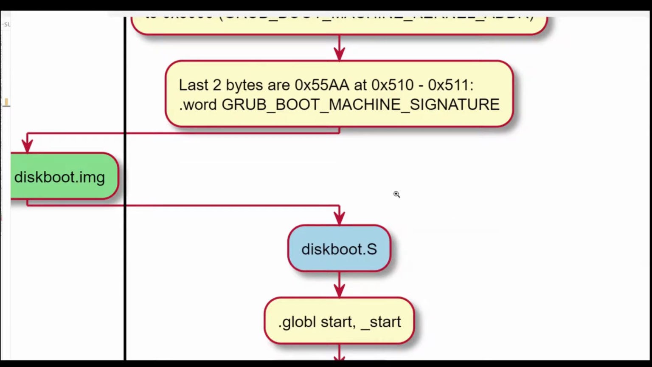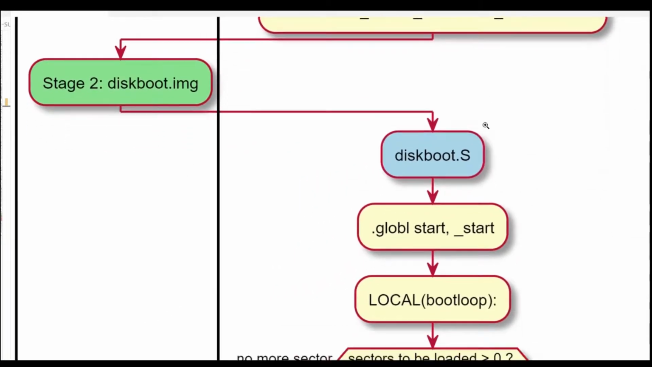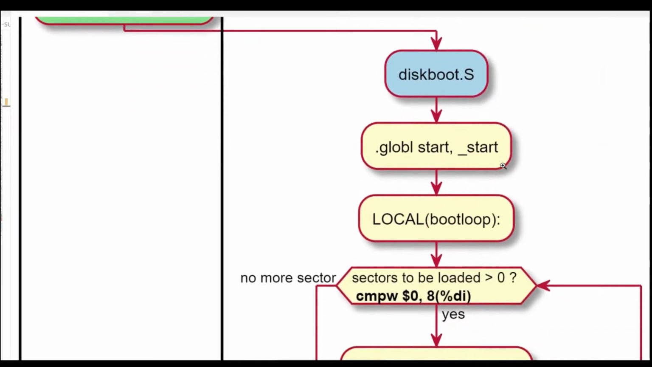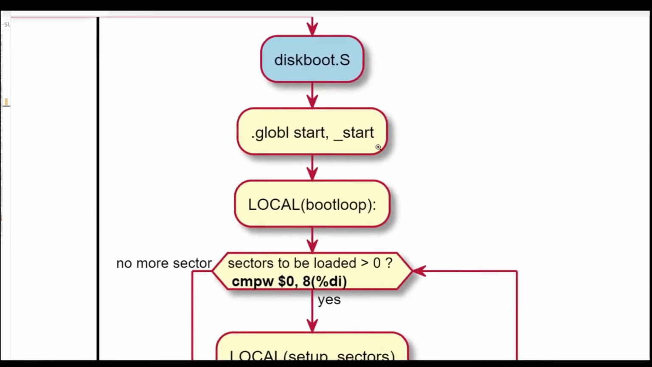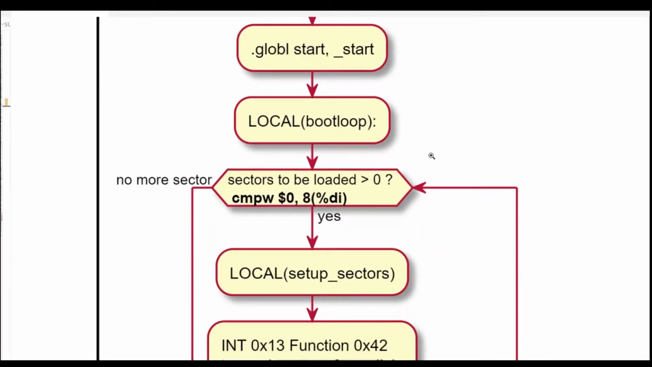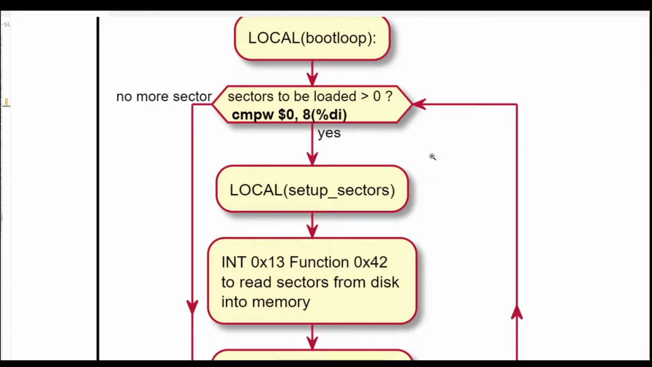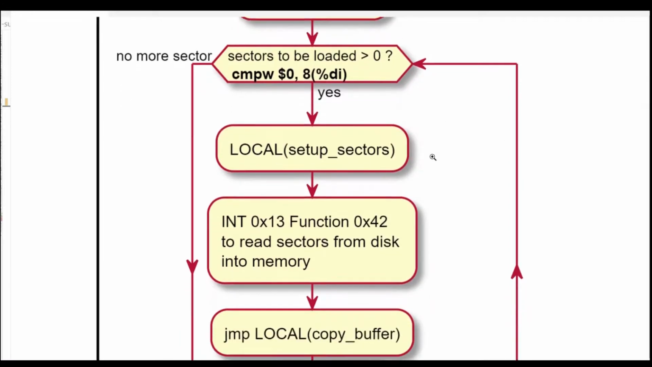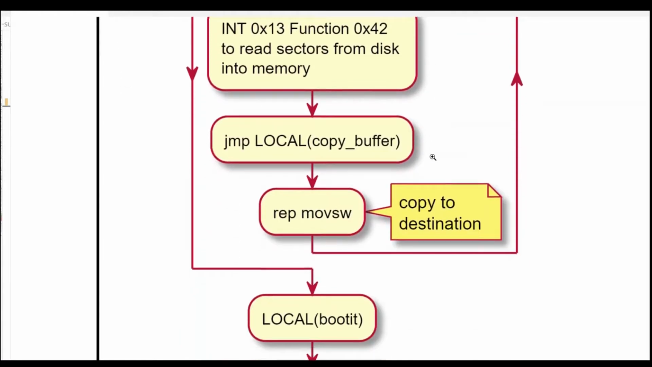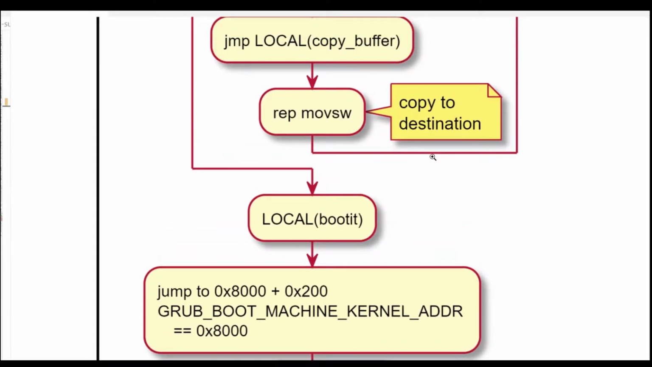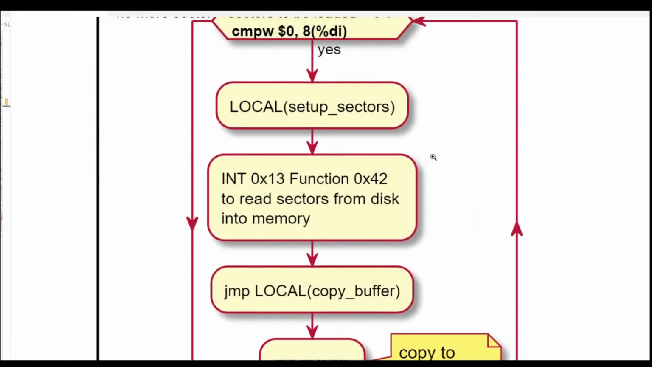The source code associated with stage 2 diskboot.img is diskboot.S. It uses similar routines as boot.S to load and copy the rest of core.img sector by sector. At the end, jump to hex 8200 to start executing core.img. By the way, diskboot.img is the first sector of core.img.